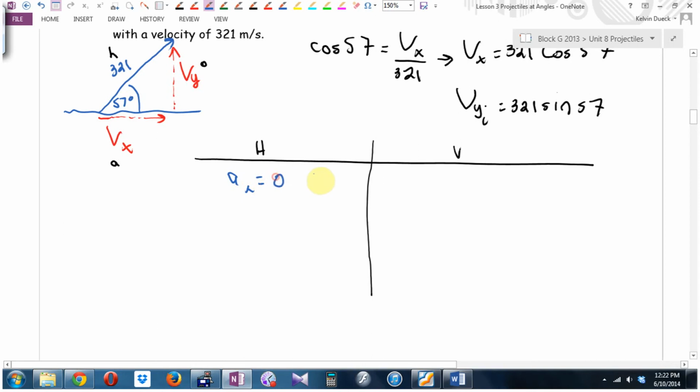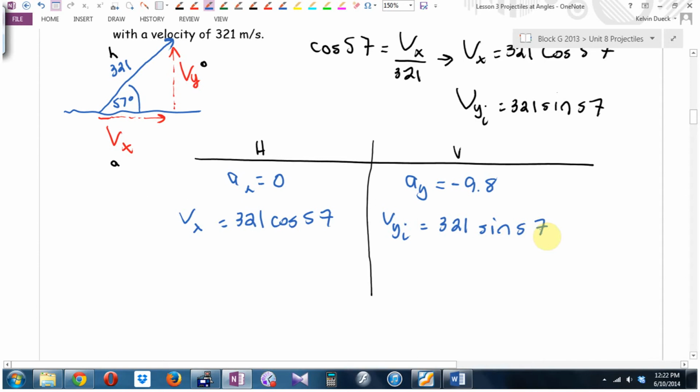AX is 0. AY is negative 9.8. VX is 321 cos 57. Whatever the heck that is, I don't care. I'll just write that. I'm sure it's some lovely decimal, but Darian, I'm not even going to waste my time until I have to use it. Oh, and VY initial is 321 sine 57.